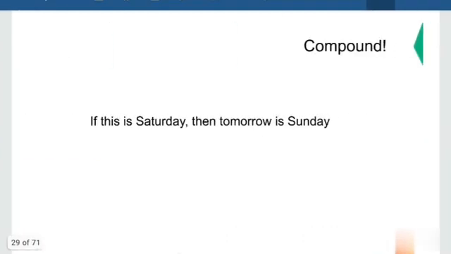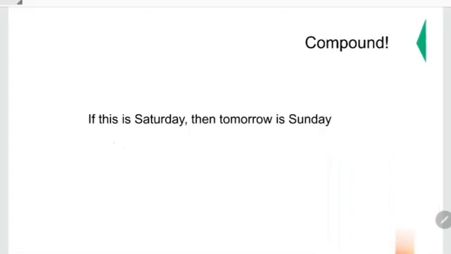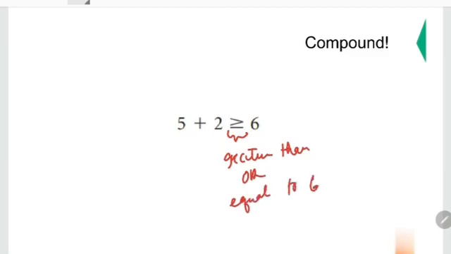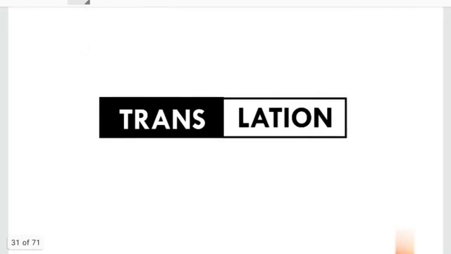Next one, if this is Saturday, then tomorrow is Sunday. This is your first statement. This is Saturday. This is the second one. These are your connectives. How about this? How do you read this? 5 plus 2 is greater than or equal to 6. This one, greater than or equal to 6. Okay, so that's also a compound statement. Okay, next one, translation.